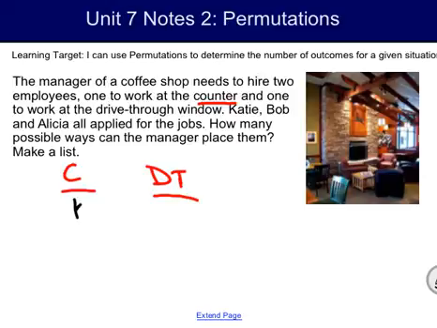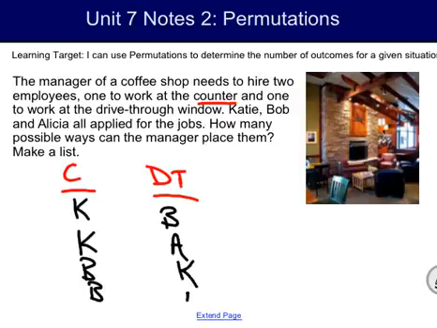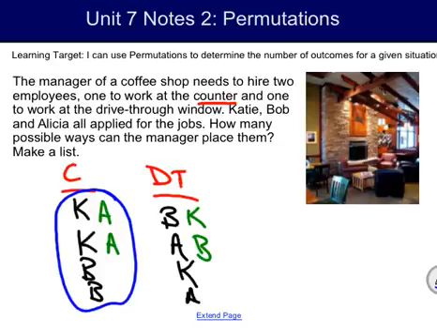Alright. Katie could get hired at the counter. But then that would mean Bob or Alicia could be the drive-thru person. Well, what if Bob was at the counter? Then either Katie or Alicia could be at the drive-thru. And then what is the other option? I need Alicia at the counter, so this could be Katie at the drive-thru or Bob. So when I look at this, I know I kind of screwed this order up, but there is 6 different combinations of workers.